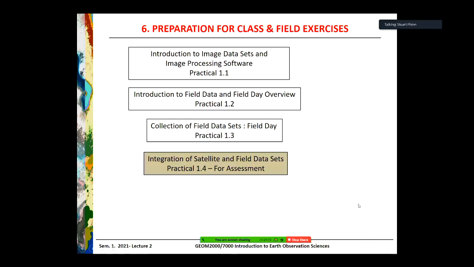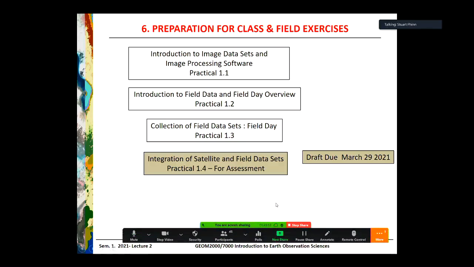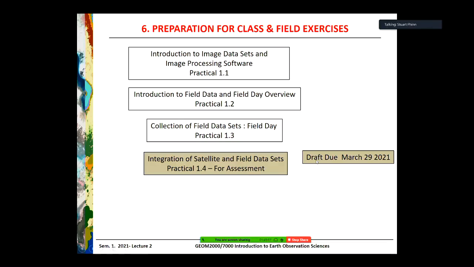Practical 1.4 is where you put it all together, and that's week 4. You'll go through and do that, and we'll explain what's required and what's accessible. You'll have a revision practical after that, and then you'll hand in basically a draft. So the draft assessment from 1.4 will be due on the 29th of March, and then the final will be due on the 12th of April. So that's really the progression over the next month and a half in terms of critical tasks for this class.